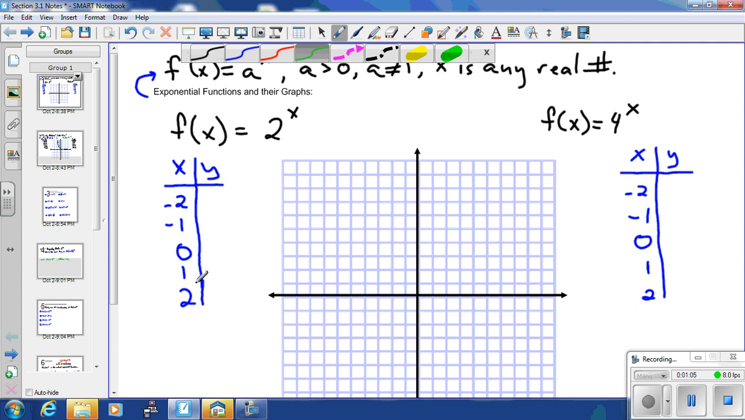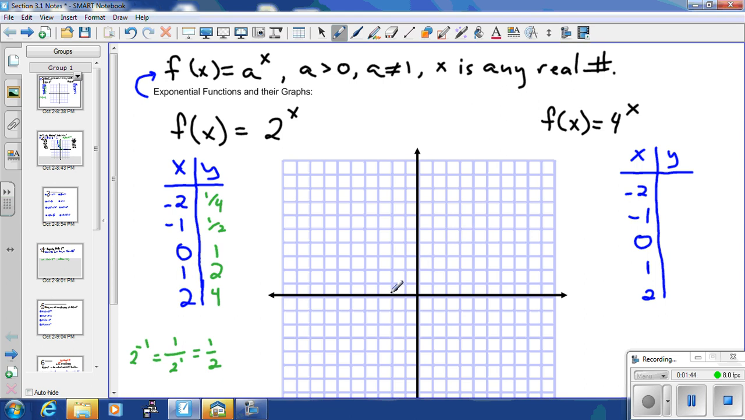So I'll start with the ones that are going to be most familiar. X is 1. 2 to the first power is just 2. 2 to the second power is 4. 2 to the 0 power is 1. Any number to the 0 power is 1 except for 0. That would be undefined. Now negatives. When I have 2 to the negative 1, let's recall what 2 to the negative 1 power means. That means 1 over 2 to the positive 1 power, which just becomes simply 1/2. So negative 2 will give us 1/4.